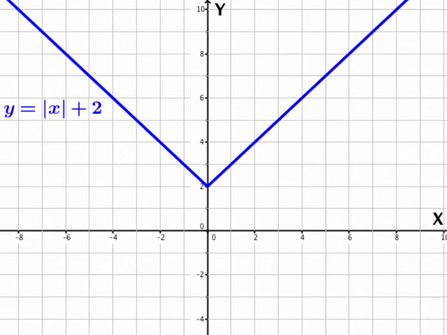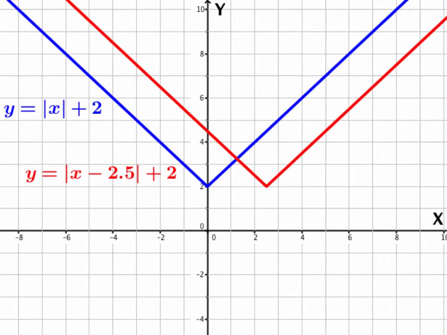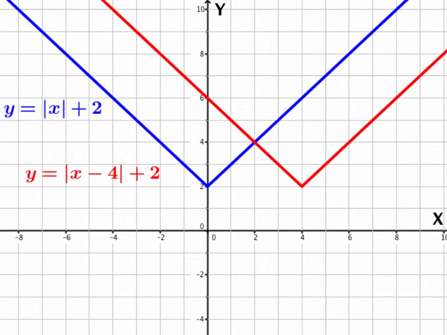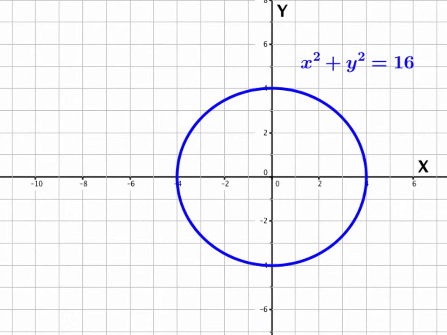So here's the graph of our equation, y equals the absolute value of x, plus 2. Now, if we wanted to graph the new equation, y equals the absolute value of x minus 4, plus 2, all we've done is taken the x in our original equation and replaced it with an x minus 4. And not surprisingly, replacing the x with an x minus 4 has the effect of shifting our graph exactly 4 units to the right. Alright, last example.